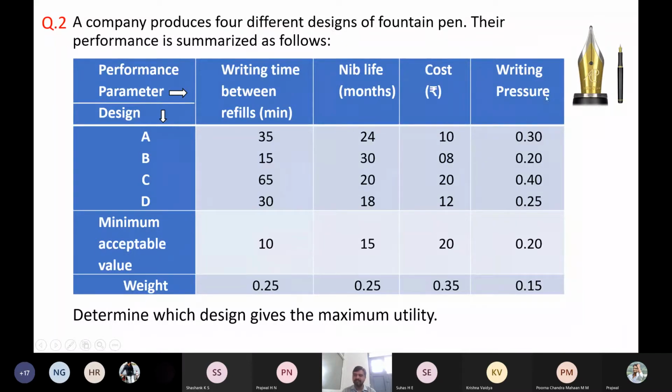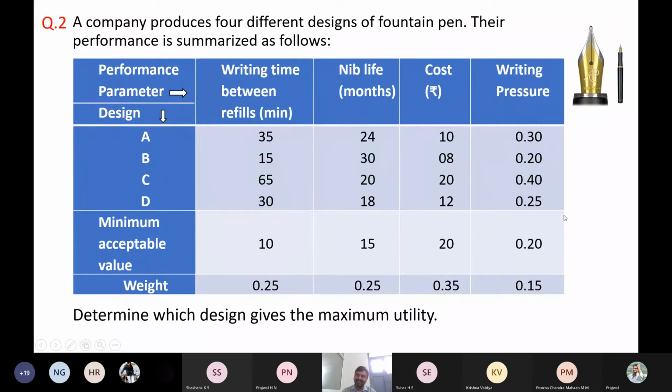Similarly, if you consider writing pressure, here this is a fountain pen. Should it be maximum or minimum writing pressure? Minimum. Here it is an ink pen. If you put more pressure, the nib may break down. So that is the problem. If you press hard, the nib may break down.